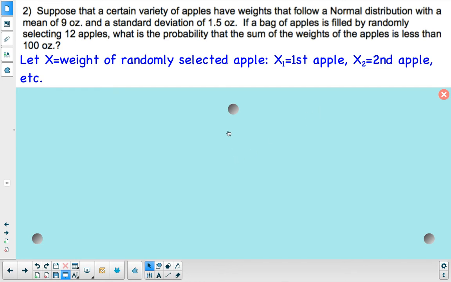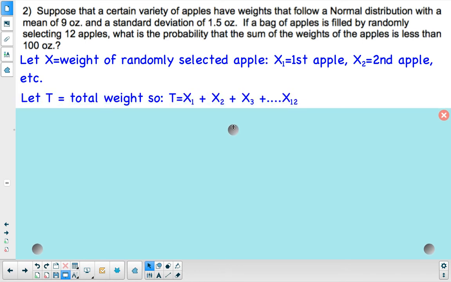So first off, define your random variable. X is the weight of a randomly selected apple. So X of 1 is that first apple, and you would go all the way down to X of 12. So T is going to be that total weight, the sum of the weights of all the apples. So we want to know the mean of T, that total weight, and the standard deviation of that total weight, which we know will be normally distributed because when you combine random variables, whether it's with a sum or a difference, and they were normal, the sum or difference will also be normal.